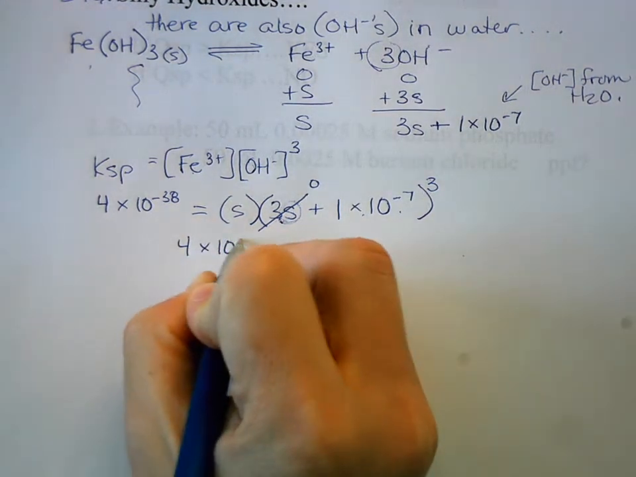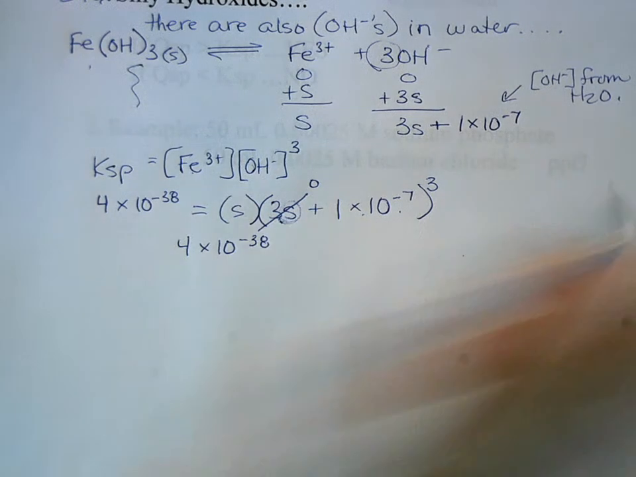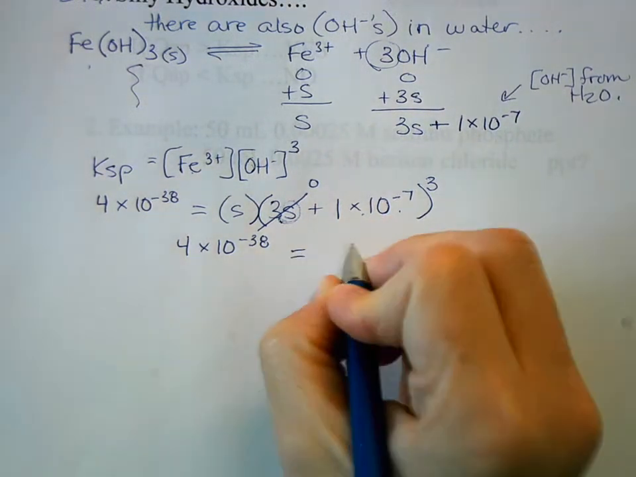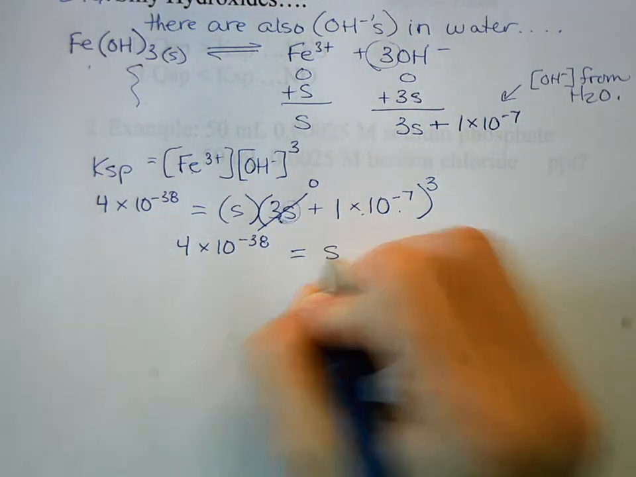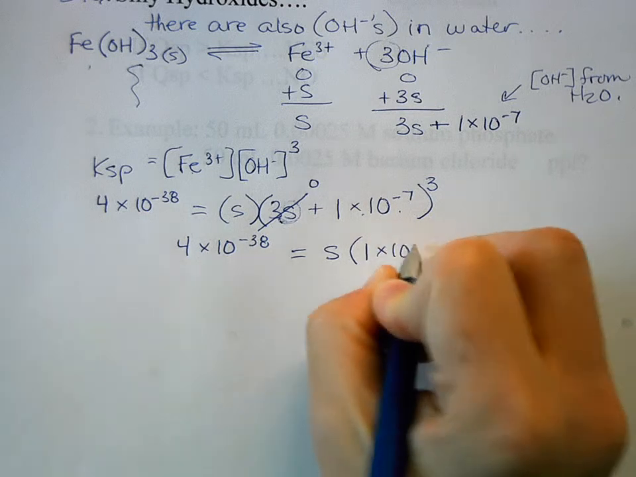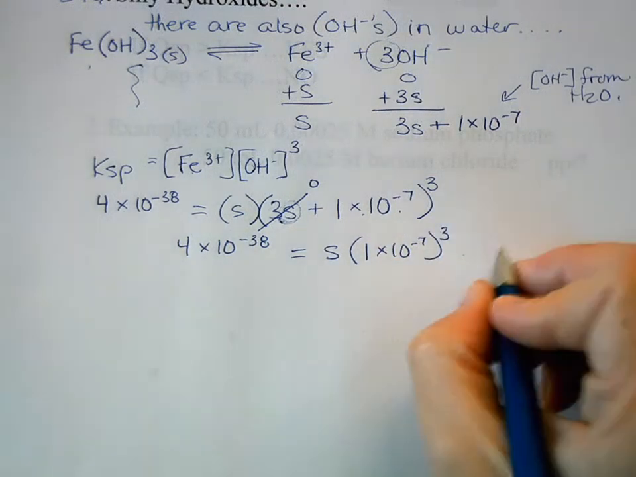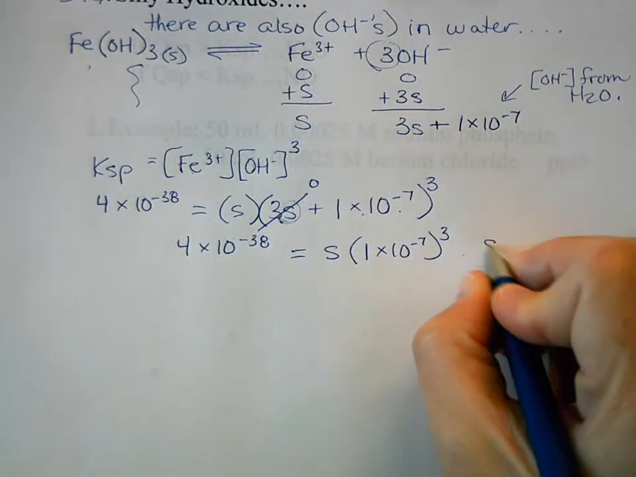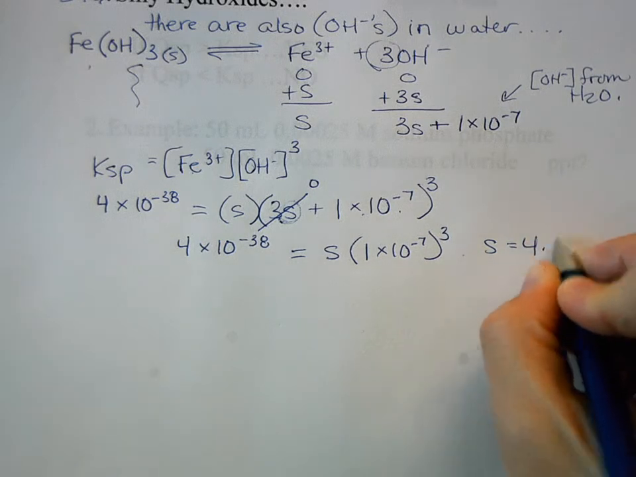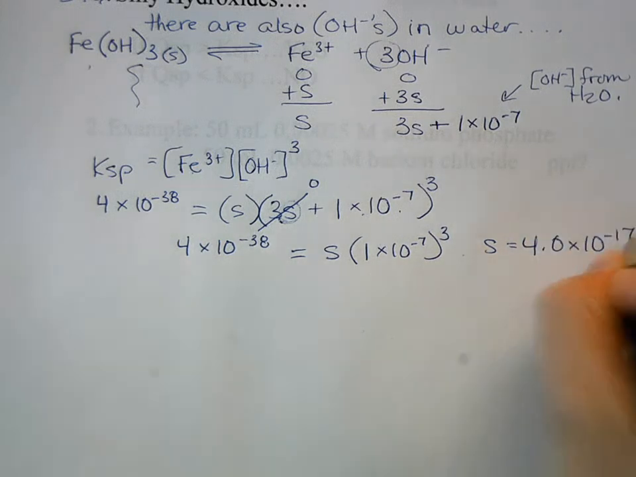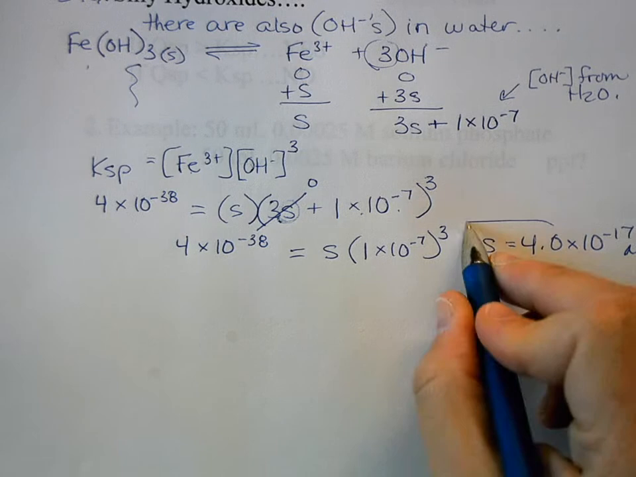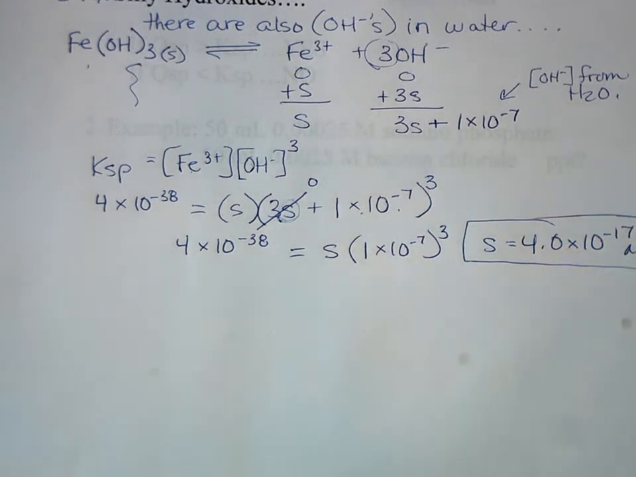So that makes the math a little easier. Now, you could go through and plug that whole thing into your solver and you would end up with the same deal. But I'd have S times 1 times 10 to the negative 7 cubed, which would give me an S equals 4.0 times 10 to the negative 17 moles per liter as the molar solubility of iron 3 hydroxide.